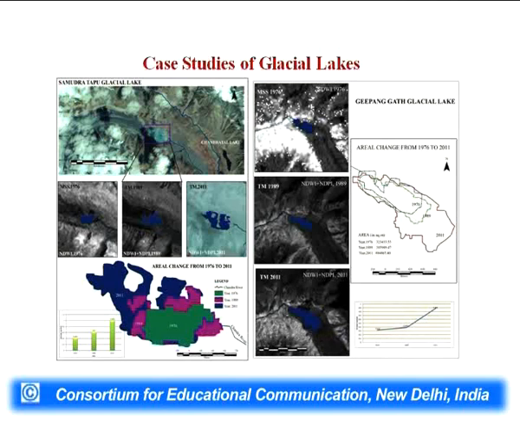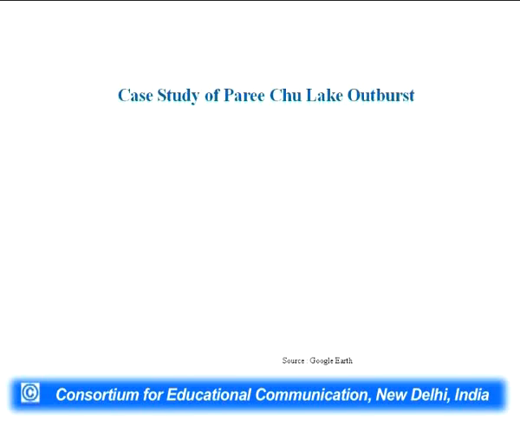So, we can see here that these two glacial lakes are quite prominent in that area, and they are a concern for future research work, and the government should also focus on monitoring this area through some government organization or research organizations. A case study of the Parichu lake outburst has been given here.